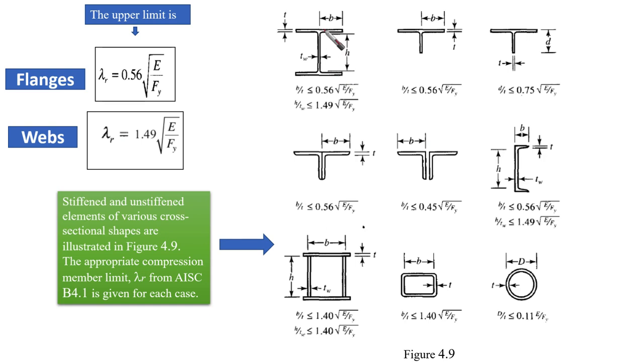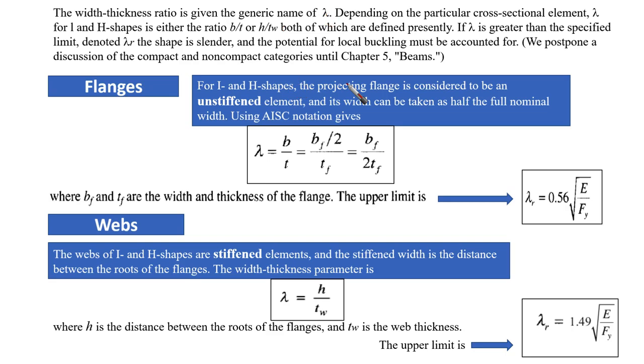So for example here, this is B here for I sections. So we are going to use B over T, the thickness of the flange. It should be less than or equal to a certain limit. We're going to talk about it. So this is what we call lambda. For the flange, we consider it as what?